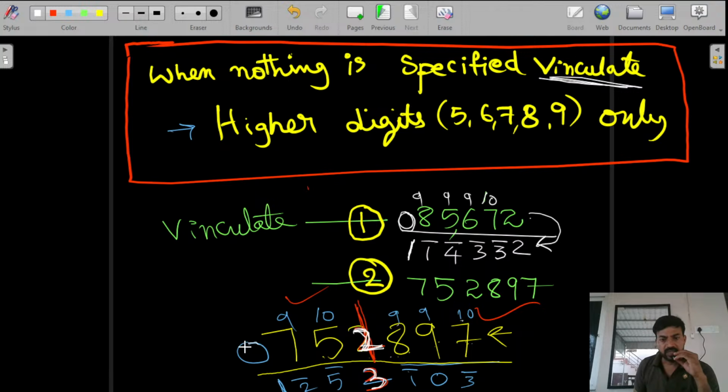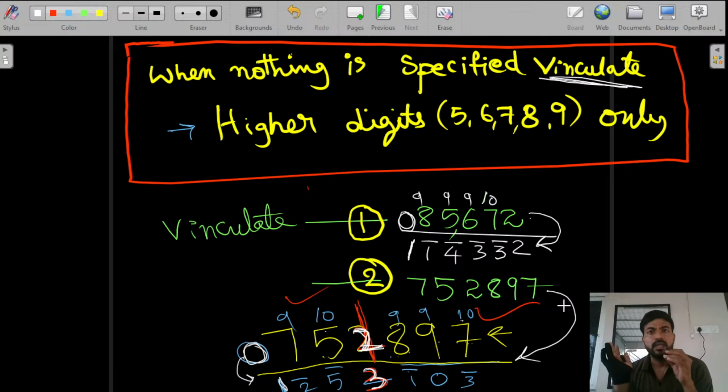Again, assume there is a 0 because we are applying all from 9, last from 10 on 5 and 7. 10 minus 5 is bar 5, 9 minus 7 is bar 2. Assume there is a 0, take the successor of 0, which is 1. So 1 bar 2 bar 5, 3 bar 1, 0 bar 3 is the vinculated form of this number, which one? 7,52,897. See, even when you are doing the vinculation process in parts, apply both rules. Apply all from 9, last from 10, and apply taking the successor of the remaining part.